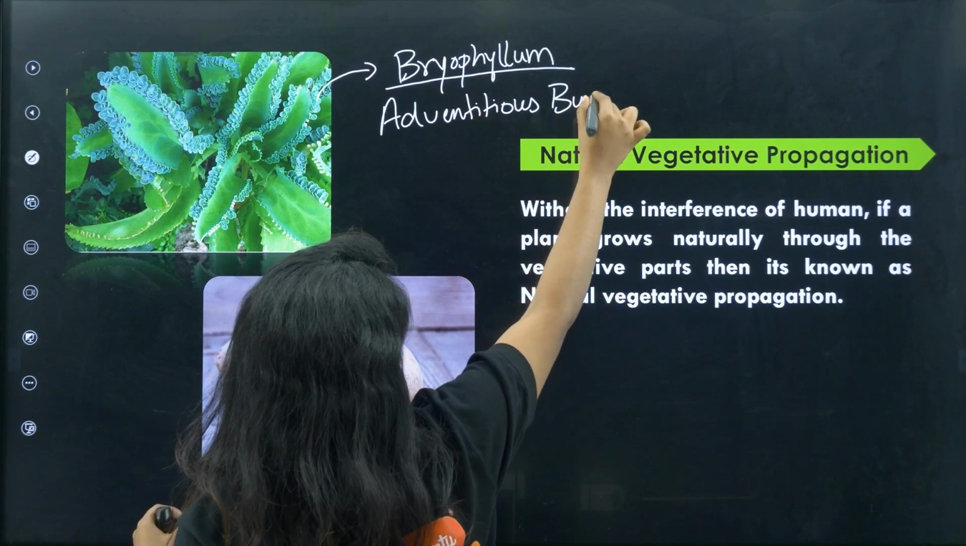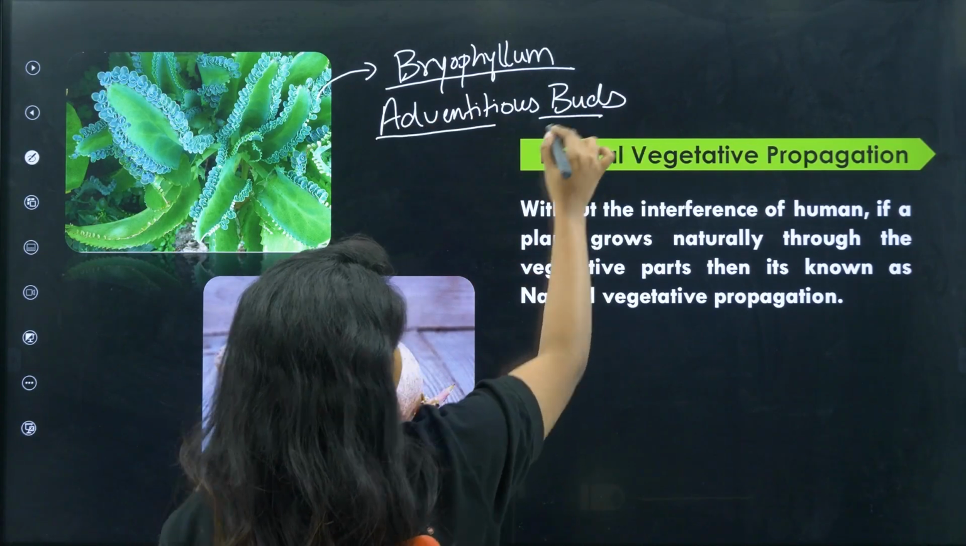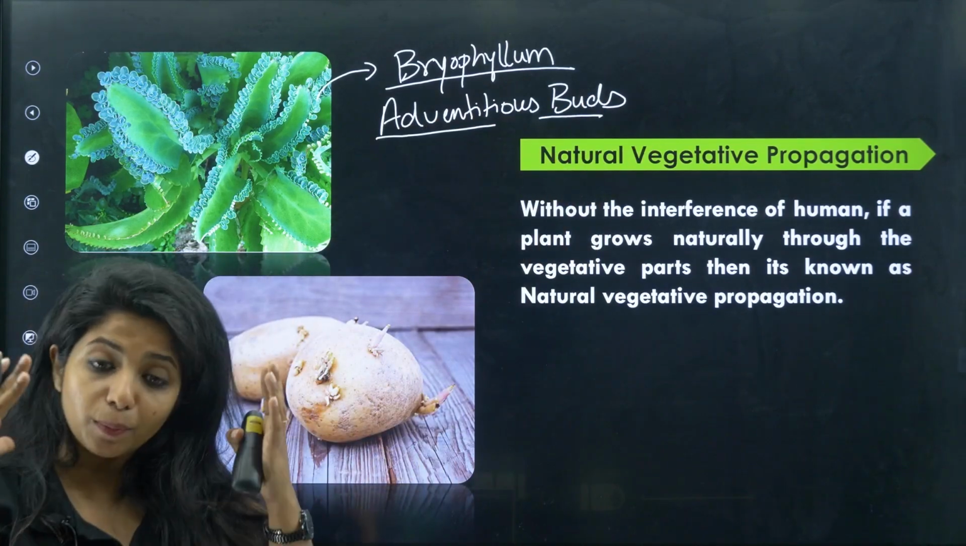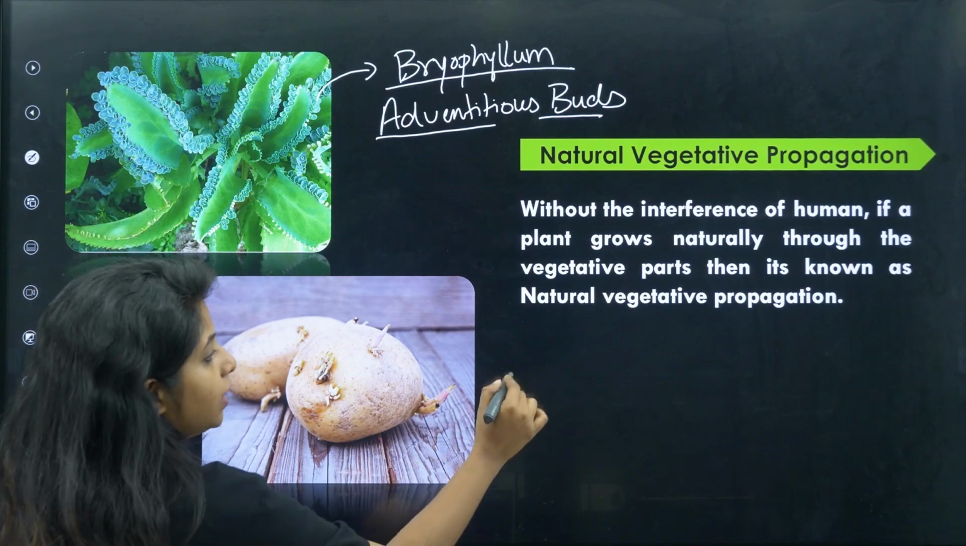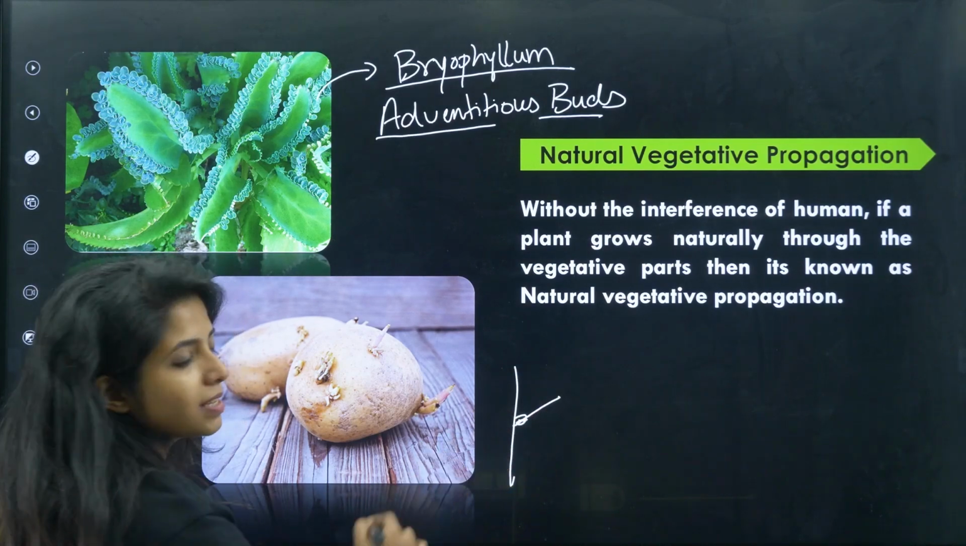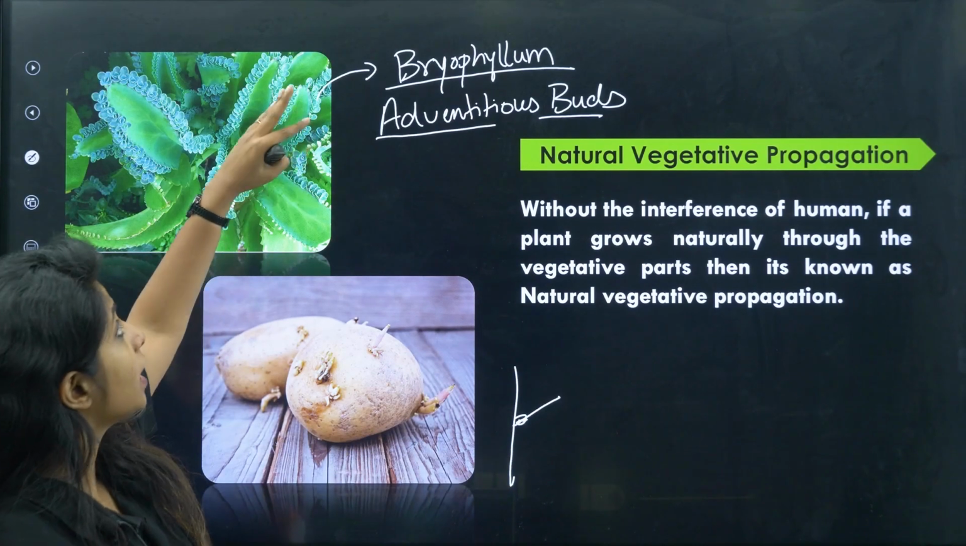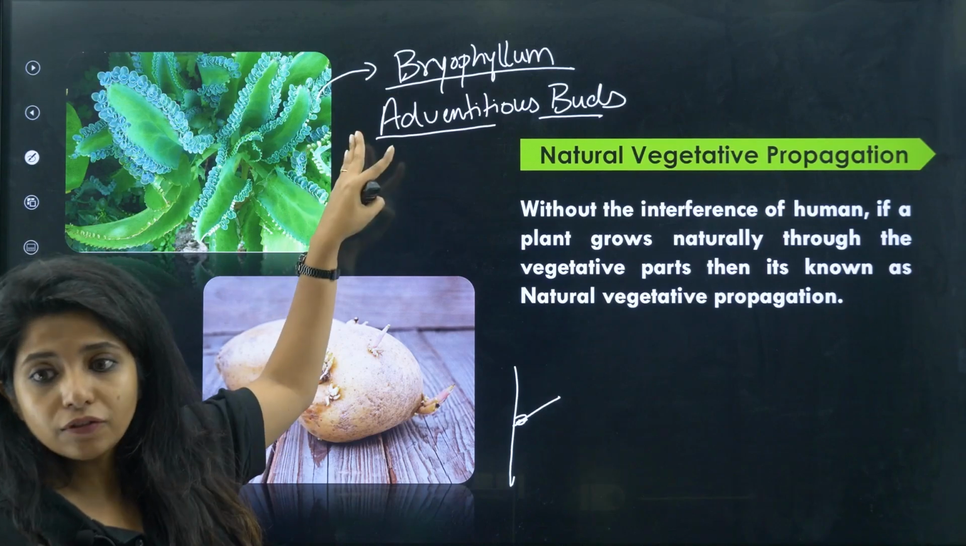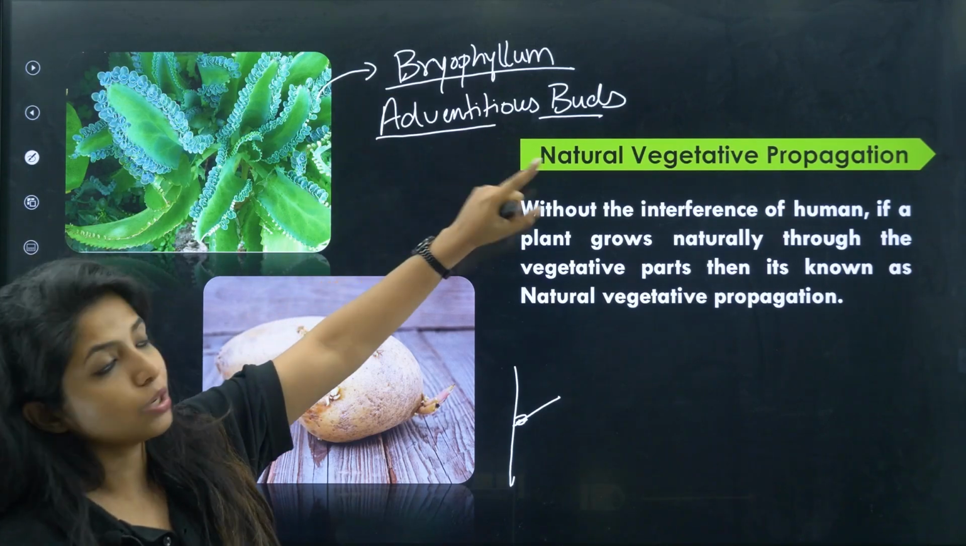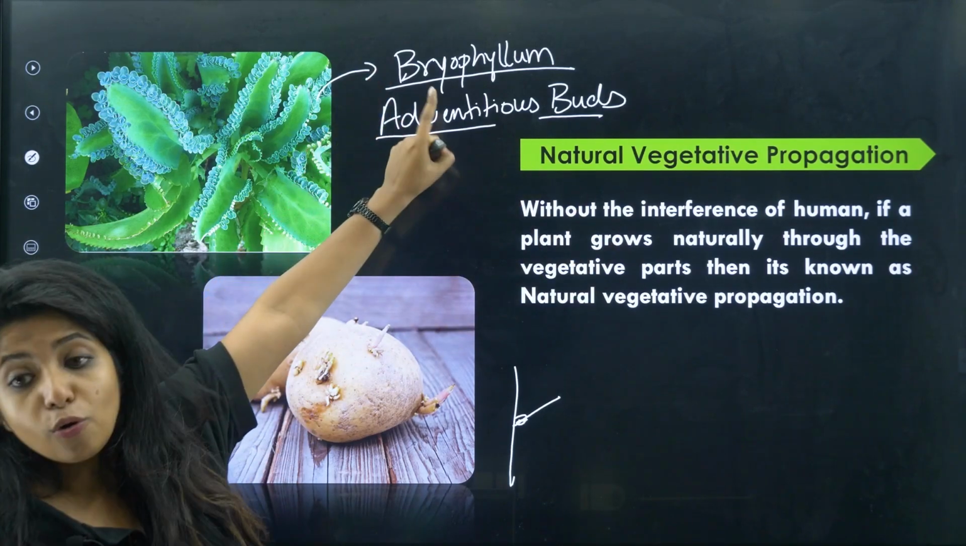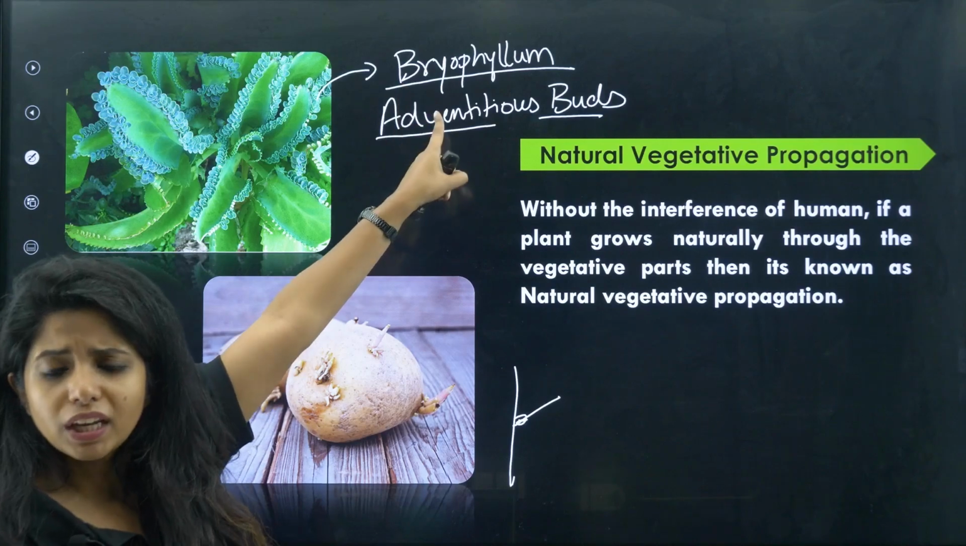Adventitious buds. Why do you call it adventitious buds? Whenever buds are arising from somewhere else apart from the place they usually arise, that is, they usually arise at the stem node and things like that, right? Now, if it is arising at the tip of the leaf, at the notches of the leaf, that is why you call it adventitious buds. Now, that is the example of Bryophyllum. This name is very important.